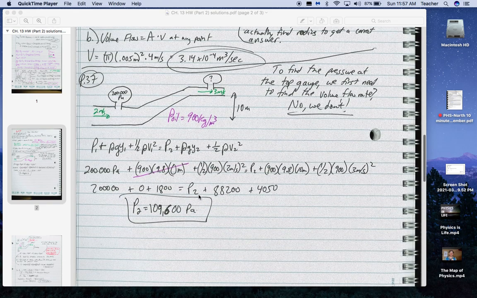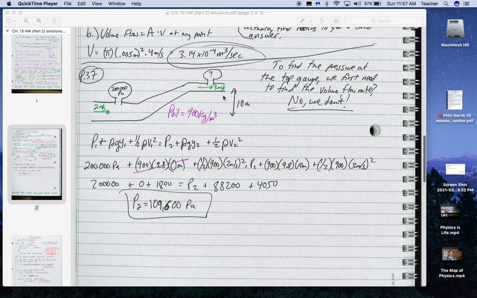37 is a Bernoulli's equation, so you're trying to find the pressure at the top gauge. We first need to find the volume flow rate. No, we don't. That's what I thought I might have to do, but we do not. So we're using this big long equation again. We're told this. We know this speed. We know this speed. We know this is 10 meters above.